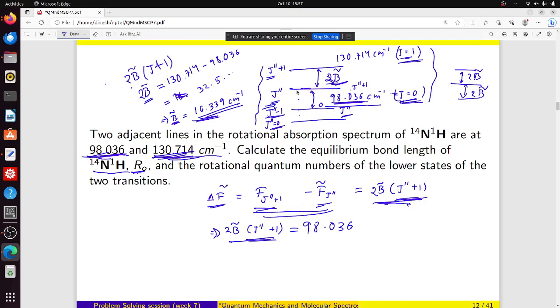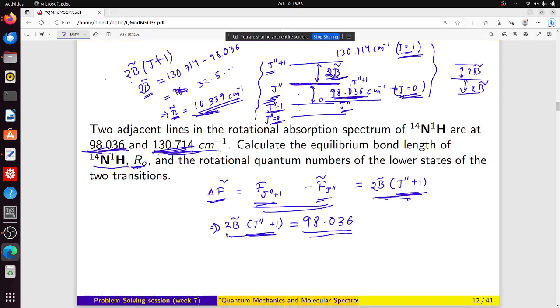I can simplify this case like the energy of this state is 98.036. I can imagine this scenario as this much energy is required to make a transition from its previous state to this state. Okay, so in this case delta E is this much. And for every case this B tilde is the same, right? Now if I equate these two, what will happen?